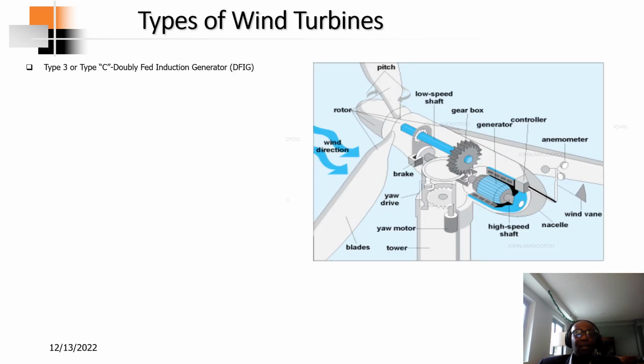So next is type 3 wind turbine, and that is a double fed induction generator. As you can see over here, this is basically a picture of it, and that shows the blade, and basically low shaft speed, the gearbox. The low shaft speed from the blade is coupled to the gearbox. And the purpose of the gearbox is basically to multiply the speed.